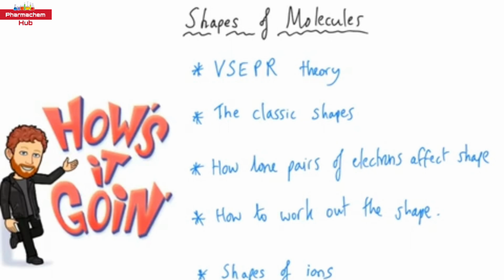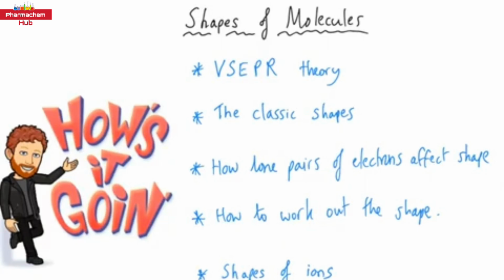Hello everybody and welcome to this A-level chemistry video about shapes of molecules. In this video we will look at valence shell electron pair repulsion theory. We'll look at the classic shapes that you need to be able to remember for A-level chemistry, and we will look at bond angles and the names of these shapes. We will also look at how lone pairs of electrons in the outer shell can affect the shapes of molecules.